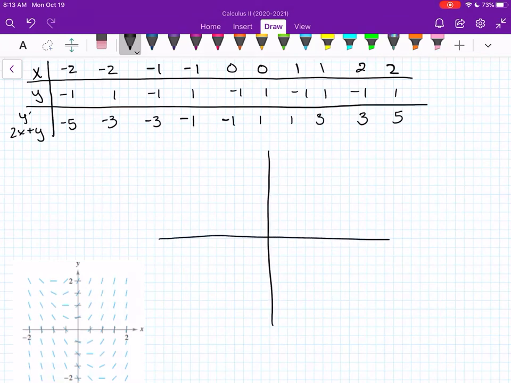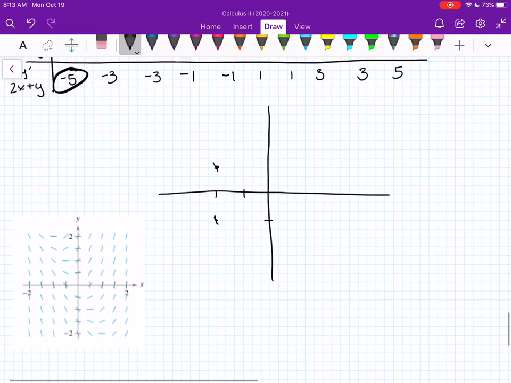So what you would do on your graph is you would go to the point (-2, -1), and you would say, oh, I want to draw a little segment at that point that has a slope of -5, so it'd be pretty steep, okay? And then you would go to (-2, 1), and you would say, okay, at that point, I want to draw a slope that's still steep, but not quite as steep as the one right below. And you would fill out these segments all throughout, and you would get a graph that looks like this one here.